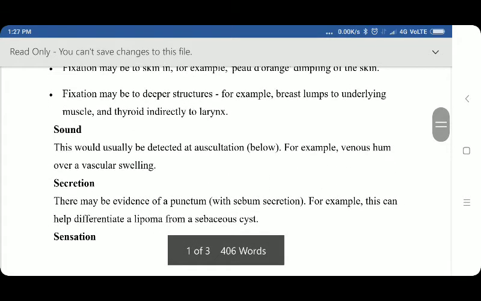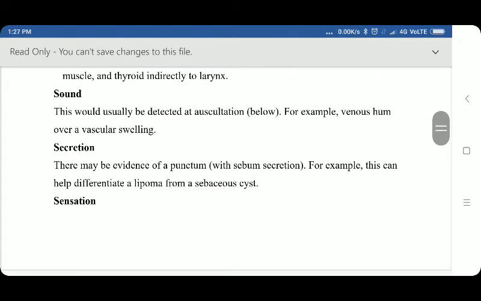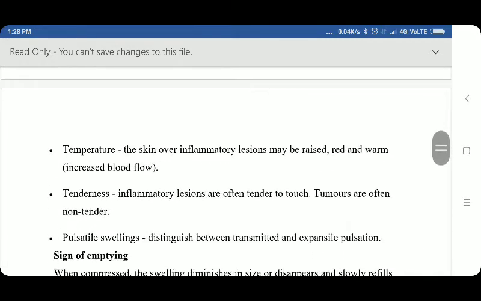The sound. This would usually be detected at auscultation, for example, venous hum over a vascular swelling. Secretions. There may be evidence of a punctum with sebum secretions. For example, this can help differentiate a lipoma from a sebaceous cyst. Then sensation.